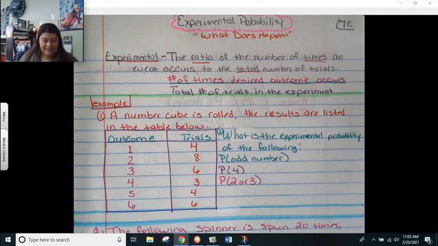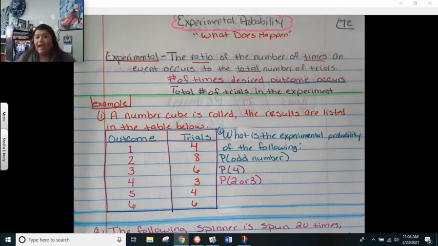Good morning. Let's get into experimental probability. I think experimental probability might be a little bit easier because you are actually doing experiments. You're actually rolling the cube, you're flipping the coin, you're spinning the spinner, and you're recording all your data. And you have to organize it into a table.